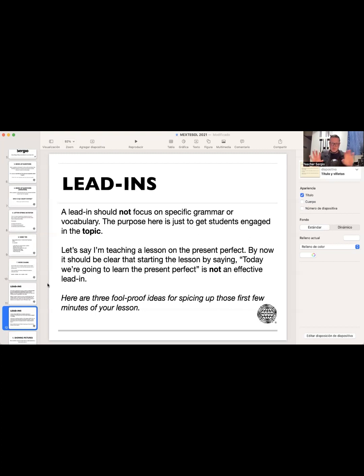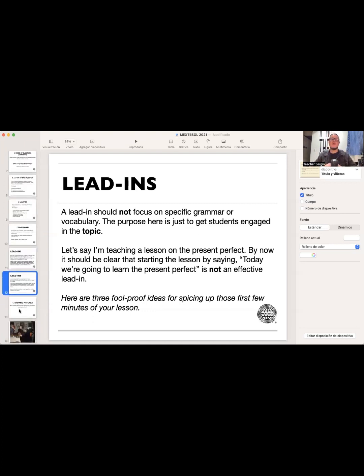So again, to clear this out, when we talk about a warmer, we talk about any English activity to get our students ready to participate. When we talk about a lead-in, we talk about an activity that has a connection with the topic of the class. It can be vocabulary, it can be grammar, it can be anything you're going to be working with, all right? And in order to do so, I'm going to share with you 3 ideas that you can use in your lessons as lead-ins. Before we move on, I would like to ask you, my friend Patty, if you have any question or we are free to continue.